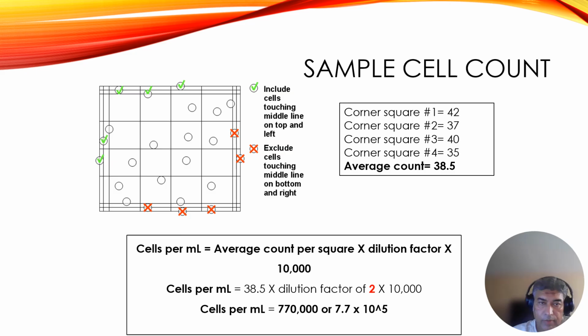Now cells per ml equals average count per square times dilution factor times 10,000. So cells per ml was 38.5 times a dilution factor of 2 multiplied by 10k. Our cell count was, let's say, 770,000, or 7.7 times 10 to the power 5.